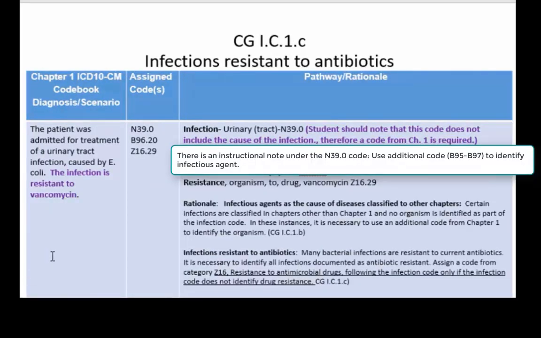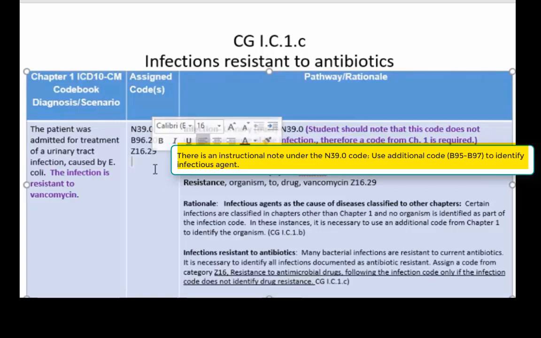Okay, here I have taken that same diagnostic statement and just added the infection is resistant to vancomycin. So now we've got the N39.0 as our infection. We've added the B96.20 identifying the E. coli as the organism. And now we want to be sure we add this resistance to vancomycin because that might be important.